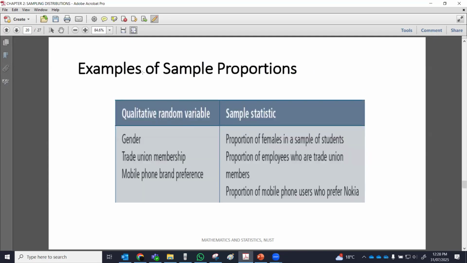Okay, so these are examples of sample proportions. For example, gender is one that you can use proportion to describe. We look at the proportion of females in the sample. Trade union membership, we look at the proportion of employees who are trade union members. Then mobile phone brand preferences, where we look at the proportion of mobile phone users who prefer Nokia, or maybe Samsung, or iPhones, and so on. These are examples of qualitative random variables that can be described using proportion.